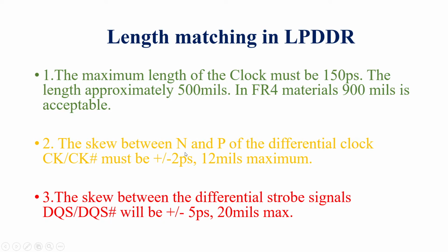The skew between N and P of the differential clock, CK and CK bar, must be plus or minus 2 picoseconds. 12 mils maximum is the skew between the positive signal and the negative signal of the clock. The third thumb rule is the skew between the differential strobe signals DQS and DQS bar will be plus or minus 5 picoseconds. 20 mils maximum is acceptable.